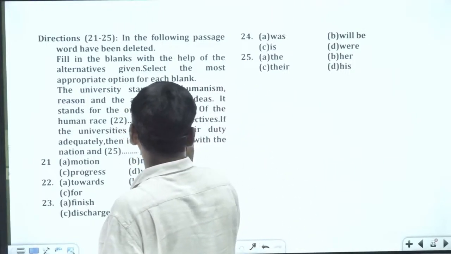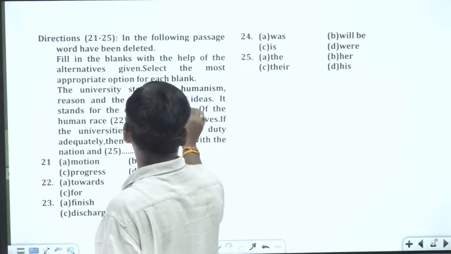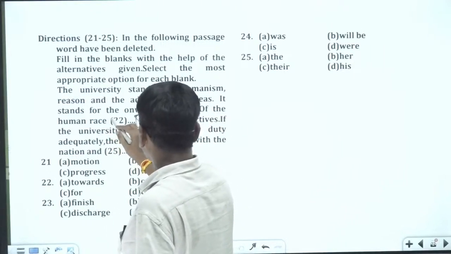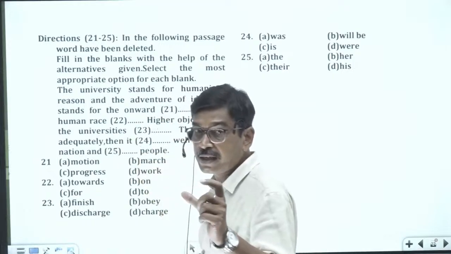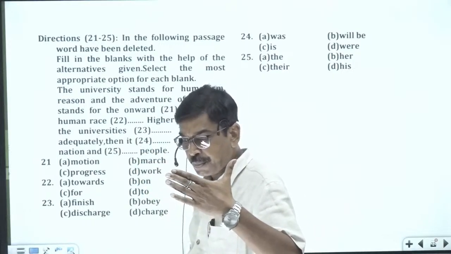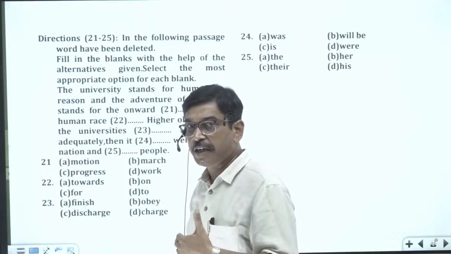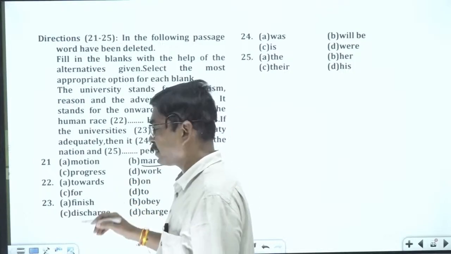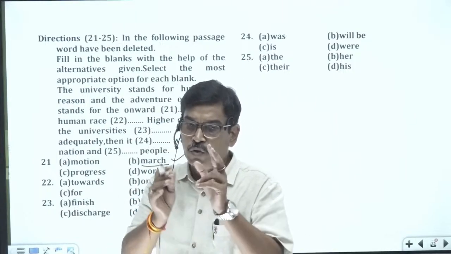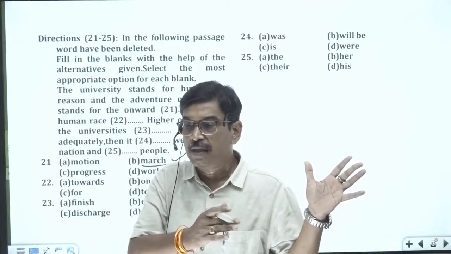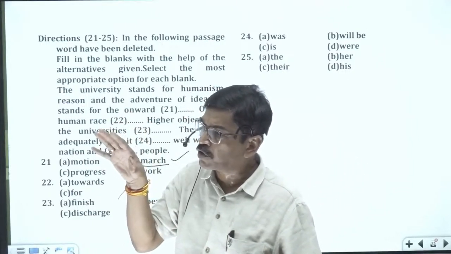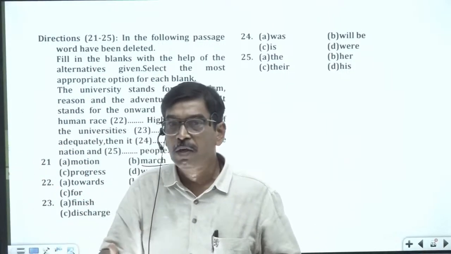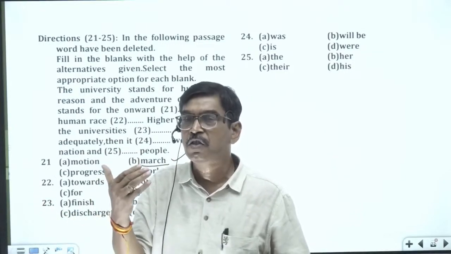First, I should go for: the university stands for humanism, reason, and the adventure of ideas. It stands for the onward. Onward is a very particular term, and generally it is attached with march. So your answer is march, not progress. Most of the students are confused between the two terms, march and progress. March means going towards a certain goal and objective. If you are pursuing something, if you are going towards that, that is called march.